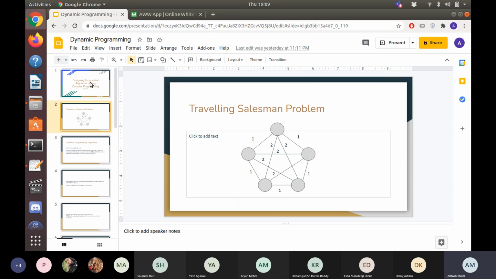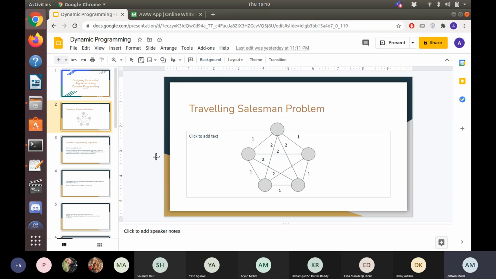I'll take up three classical problems of theoretical computer science, which are very well studied. You'll find lots of research papers on them. So I thought explaining dynamic programming via these problems will be quite helpful. Yeah, so let me begin. First we look at the traveling salesman problem. This is one of the well-known problems here.